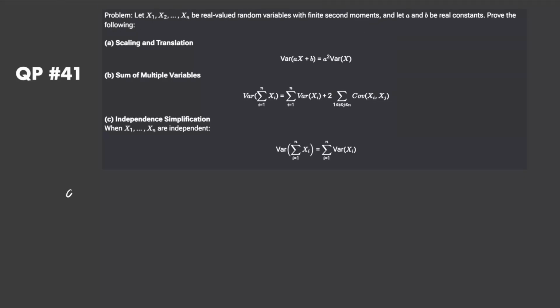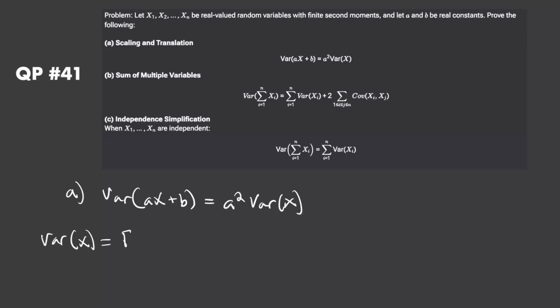So first of all, in part A, we're going to show that the variance of a times our random variable x plus b, so a and b are constants, is just going to be equal to a squared times the variance of x. And we can basically solve all of these just by doing a lot of algebra using the definition of variance. The definition of variance is just the average squared distance from the mean, so the expected value of x minus the expected value of x, all of that squared. So part A shouldn't be too hard. We're just going to plug this in where we see x, right?